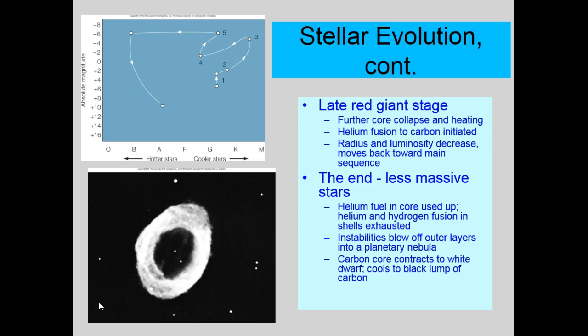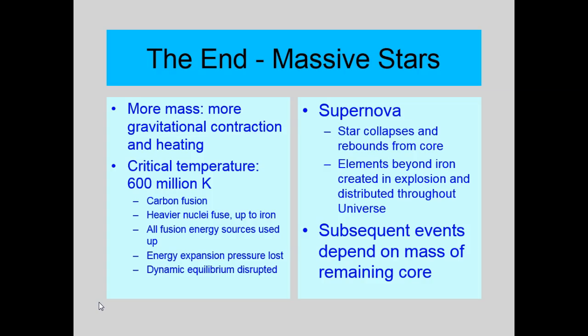Okay. So that's the less massive stars. They wound up being white dwarfs, which later cool to become black lumps of carbon. That becomes what we call dark matter. You'll see that later.